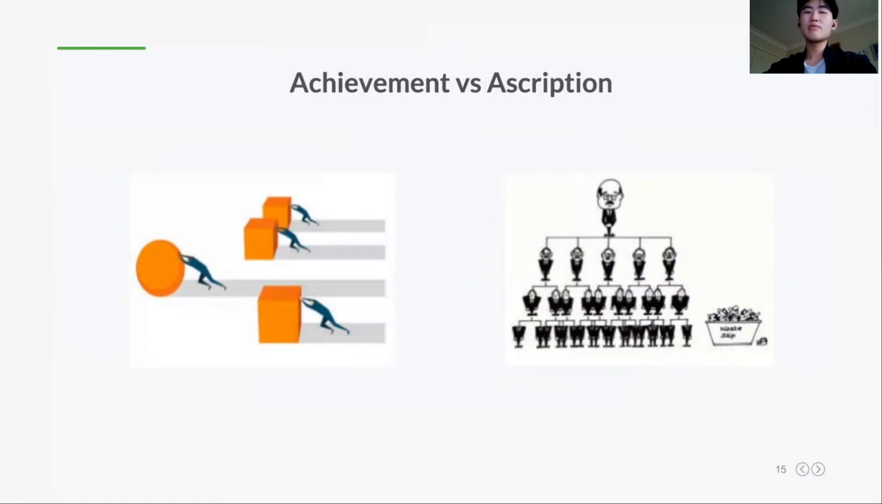Next is the achievement versus ascription dimension, which is essentially how do you view status? Do you believe someone's worth is based on their achievements and performance? In comparison, ascriptive people believe that you should be valued for who you are. Power, title, and position matter heavily with these roles defining behavior.